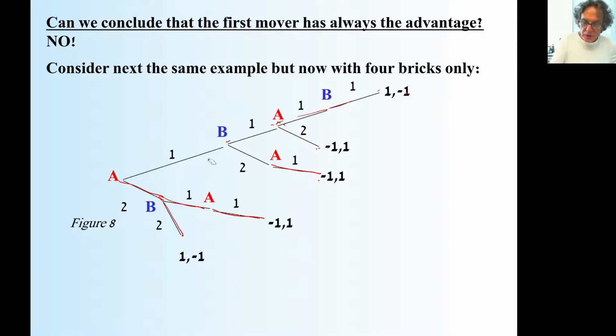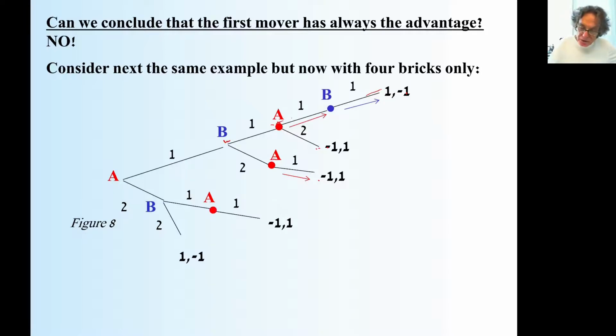Now B, who is the last one to take one, B loses. Okay. So let's work it backwards. B here has no choice but to take. A here knows that if he goes two, he loses the game. If he goes one, he wins the game. So clearly he goes for one. There is no choice here but to take one brick and to lose. So B has to make a decision. Should I take one and continue until she loses, or I will take two and then I'll win because A must take the last one.